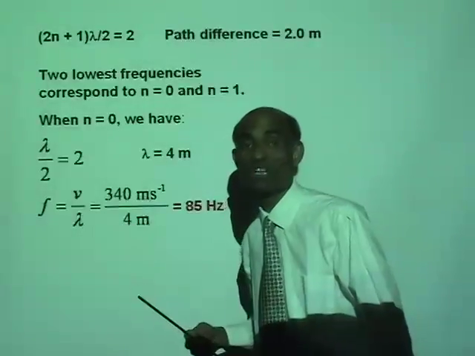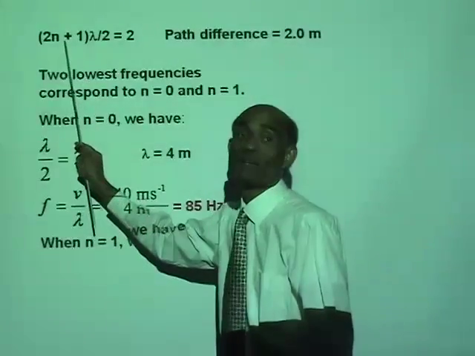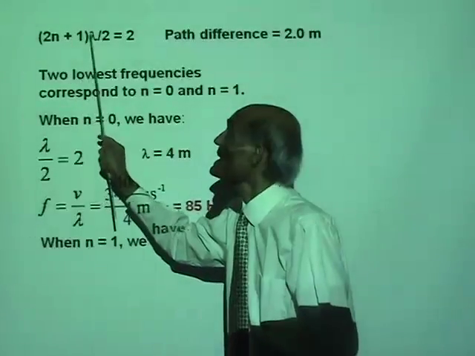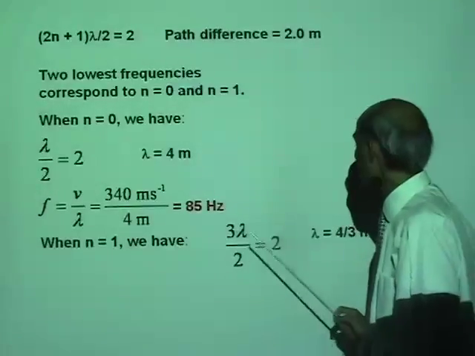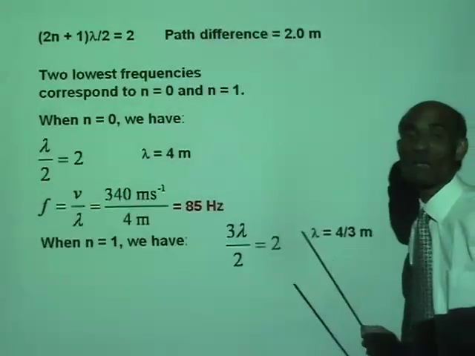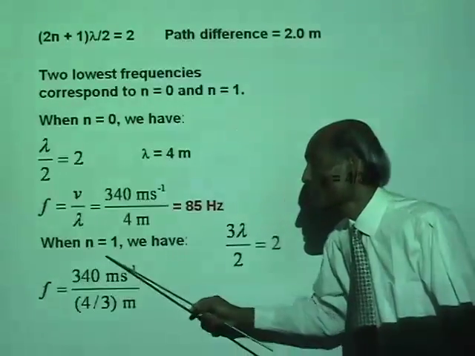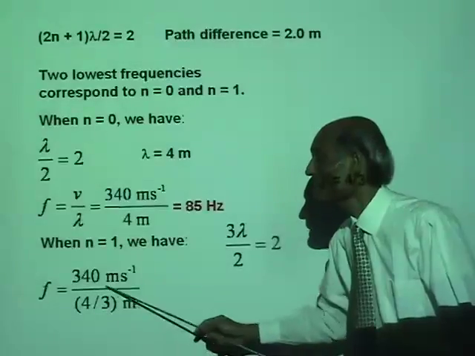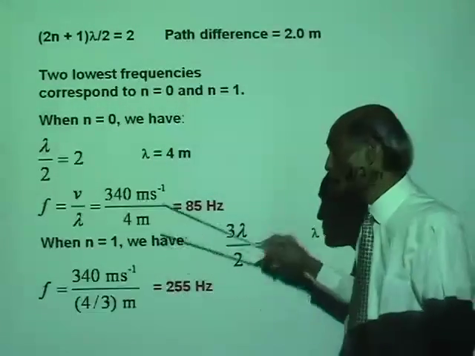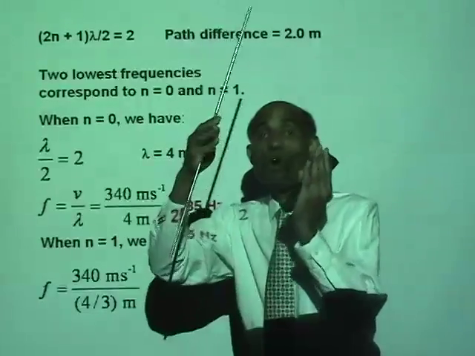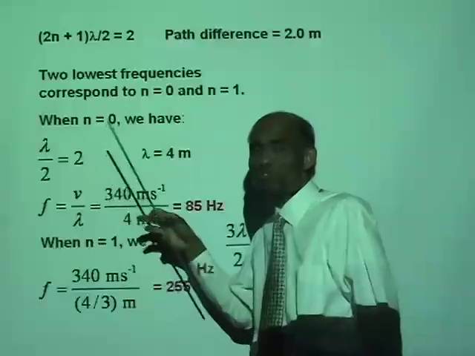What is the next higher frequency that will be out of phase? That will correspond to n equal to 1. When n equal to 1, 2n plus 1 will be 3. 3 lambda by 2 equal to 2, or 3 lambda equal to 4, lambda equal to 4 over 3 meter. If lambda is 4 over 3 meter, what is the frequency? Frequency is 340, that is the velocity, divided by the wavelength, 4 over 3 meter. What is that equal to? That will be 255 hertz. So these are the two lowest frequencies for which the path difference will be an odd multiple of half a wavelength. I hope you understood the way I argued this problem out.